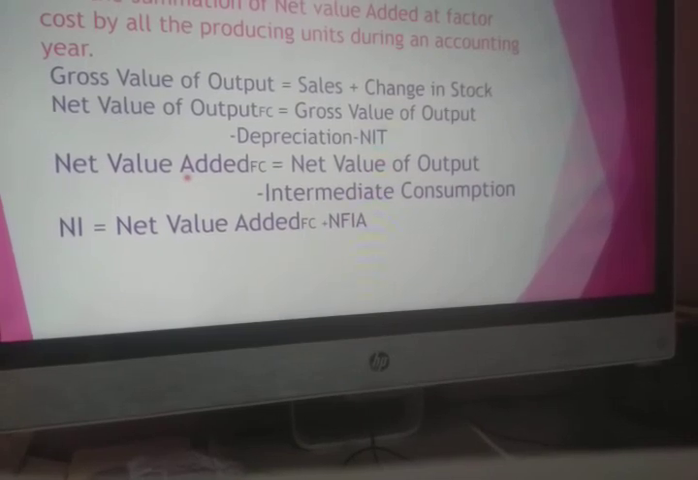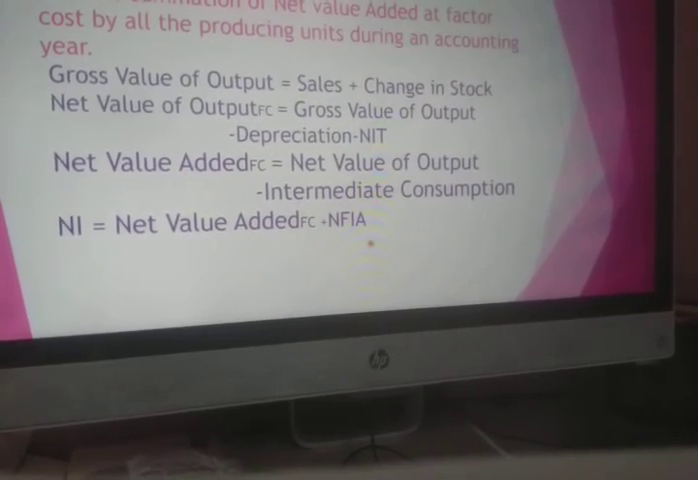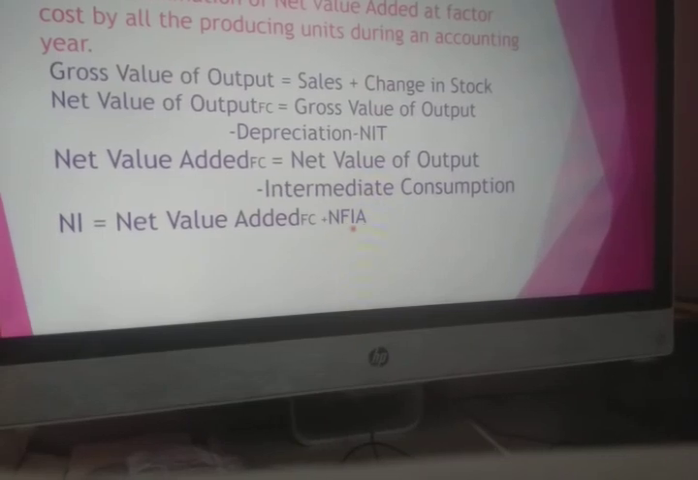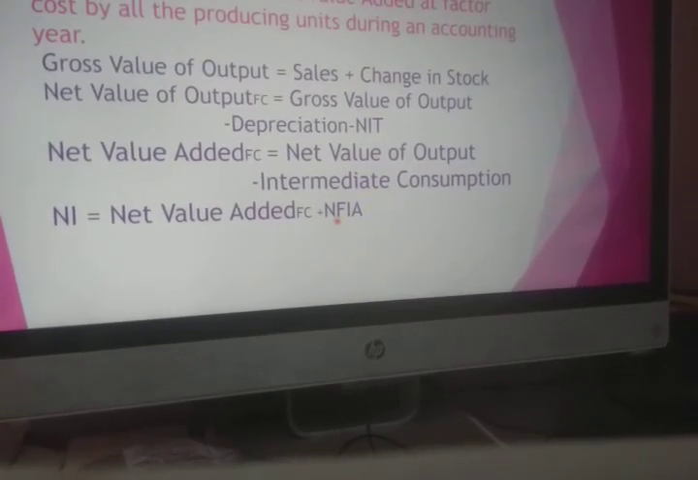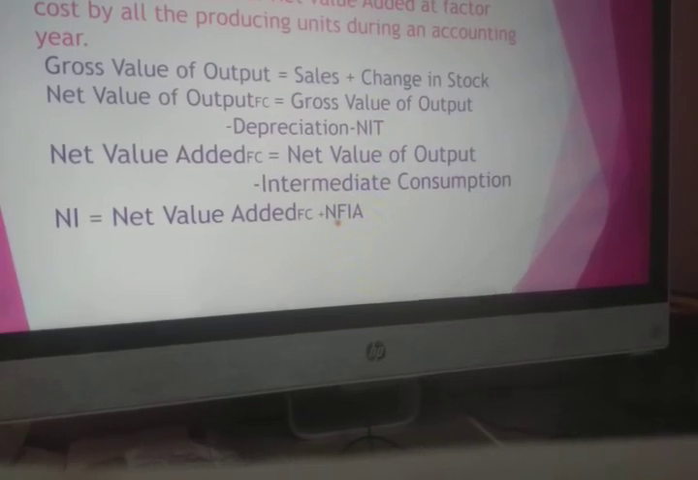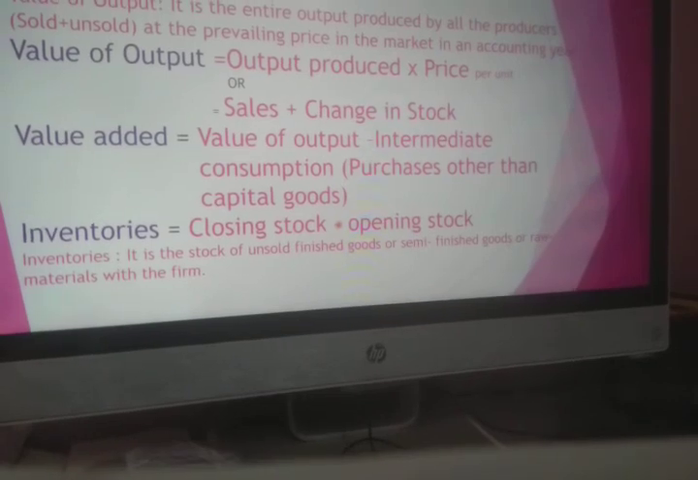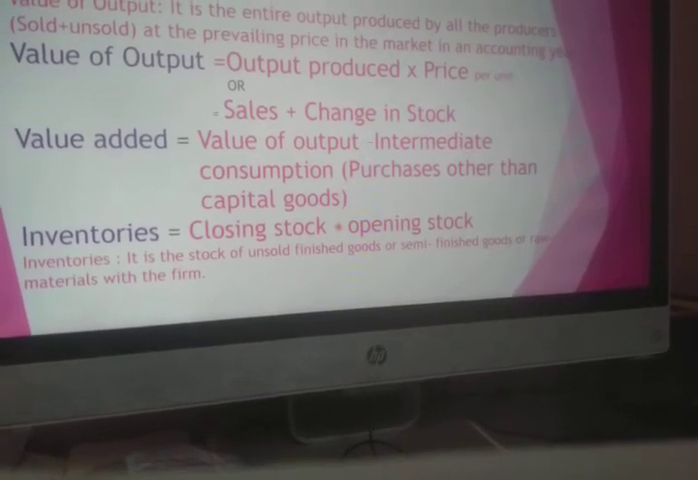know the national income, we have to consider the value of NFIA. So here it is, national income is equal to domestic income plus NFIA, or you can say net factor income from abroad. Now further, let us study in detail the various concepts here. So first of all, I'll take up the value of output.